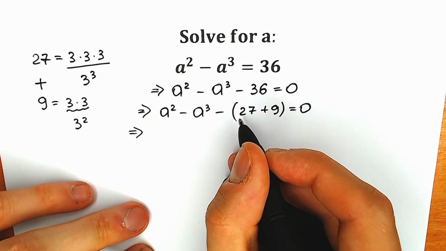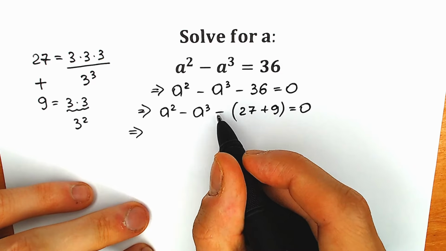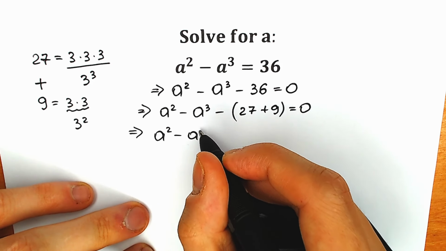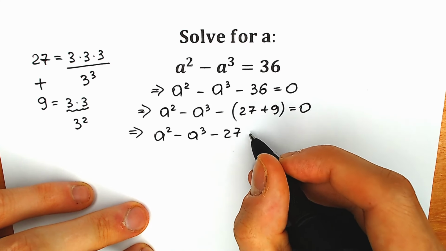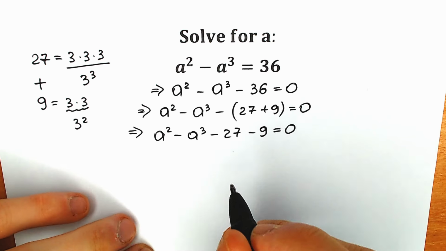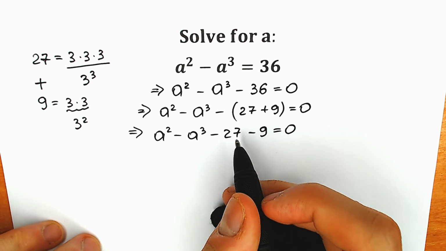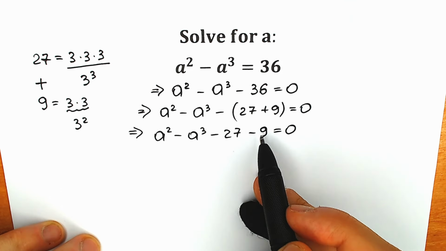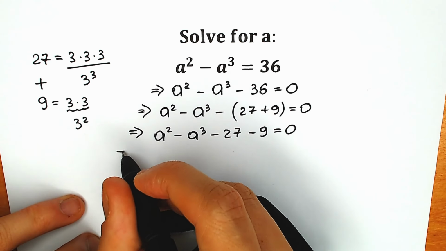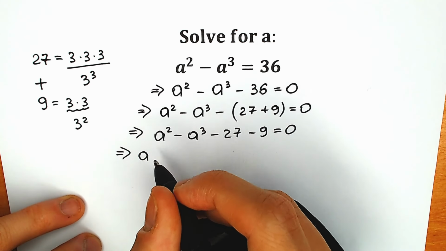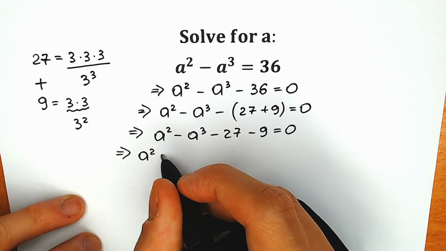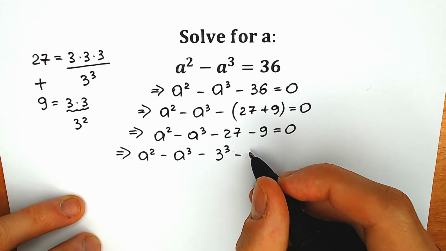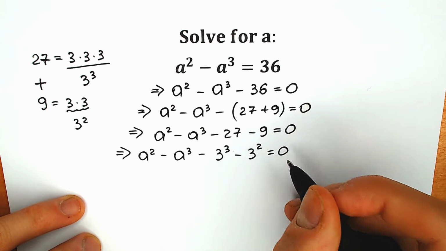Right now let's write this expression without parentheses, but with the negative sign we need to change the signs to the opposite ones. So we have a square minus a cube minus 27 and minus 9. I really hope you understand this first step. Secondly, let's change this 27 to 3 cube, and instead of 9, let's write 3 square. It's not a substitution, this is the same value in a different interpretation. So a square minus a cube minus 3 cube, and minus 3 square equal to 0.